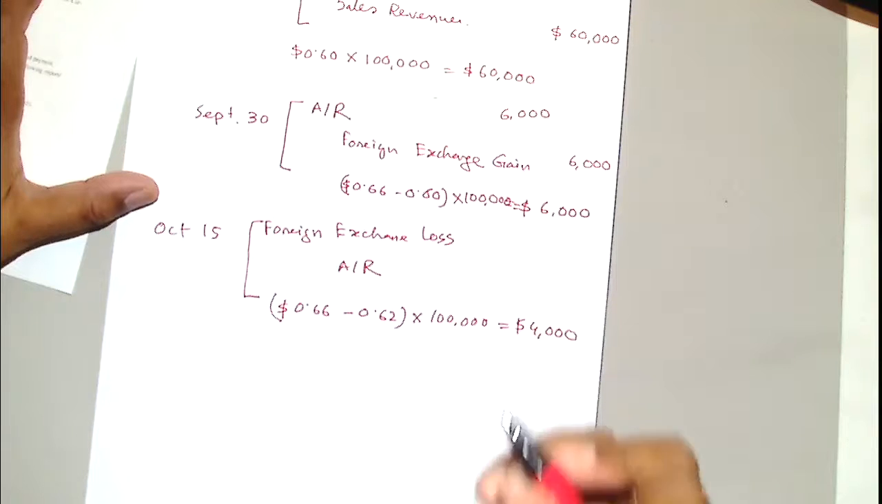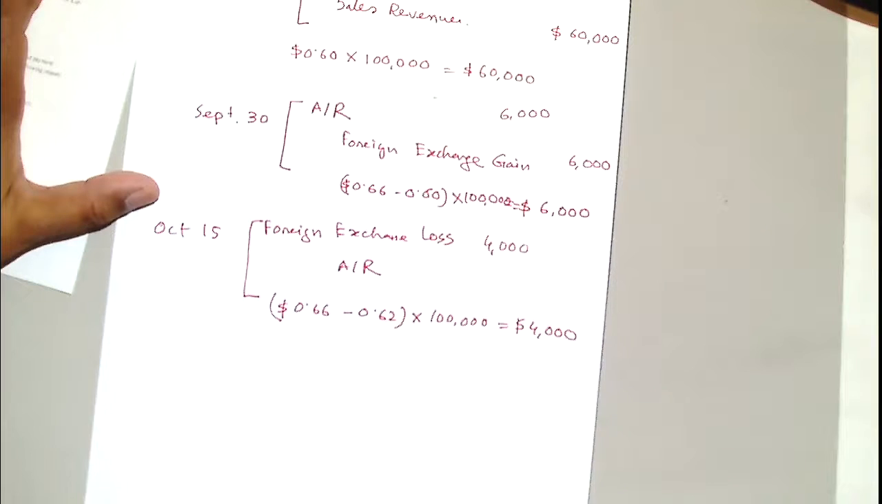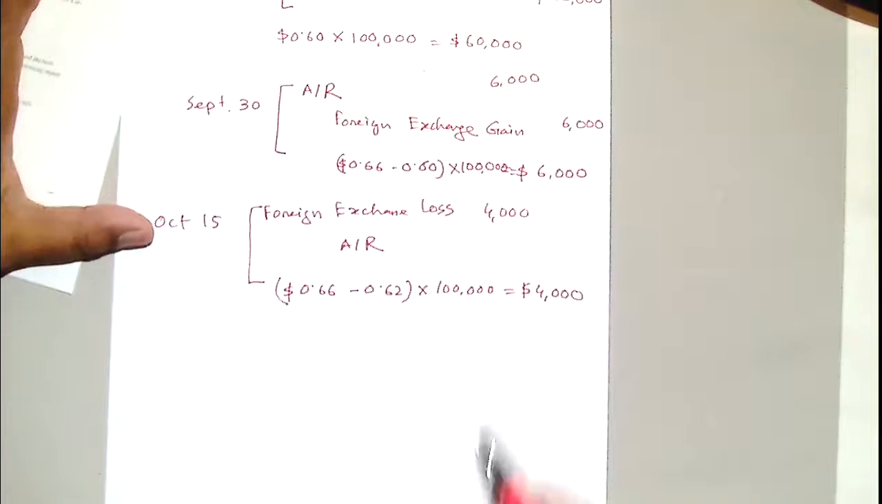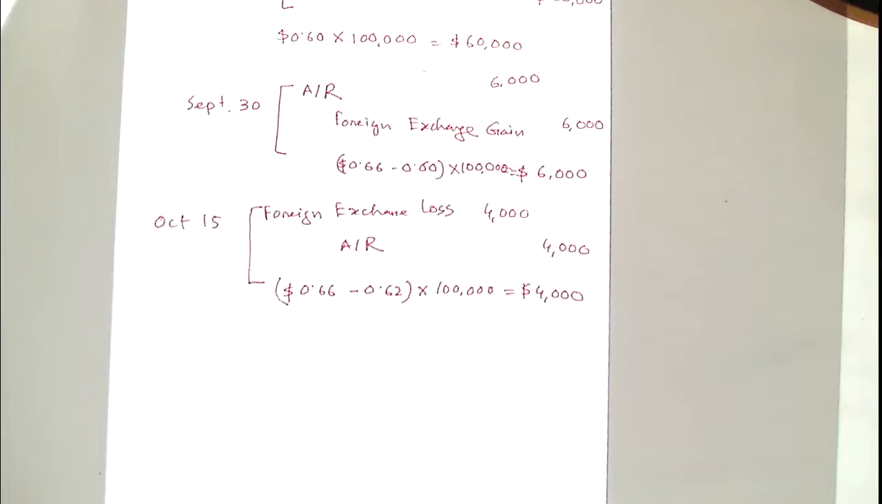So you're going to debit foreign exchange loss. Remember, loss is always debit. And at the same time, you have to reduce your receivables because you're going to receive less, which is also 4,000. Now, on October 15th, you need to record one more journal entry.